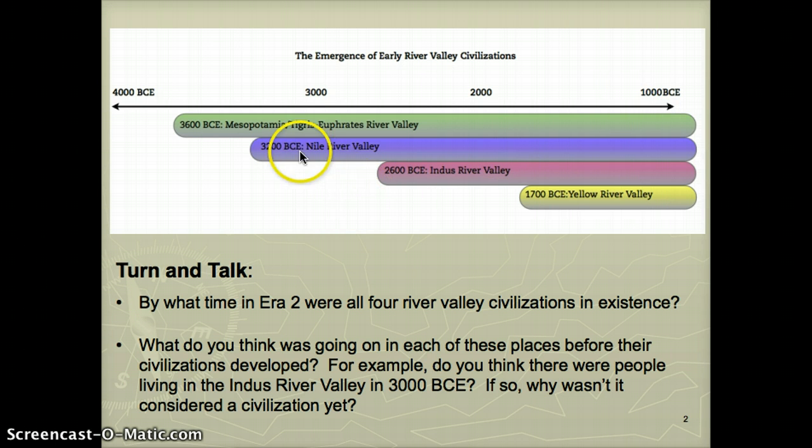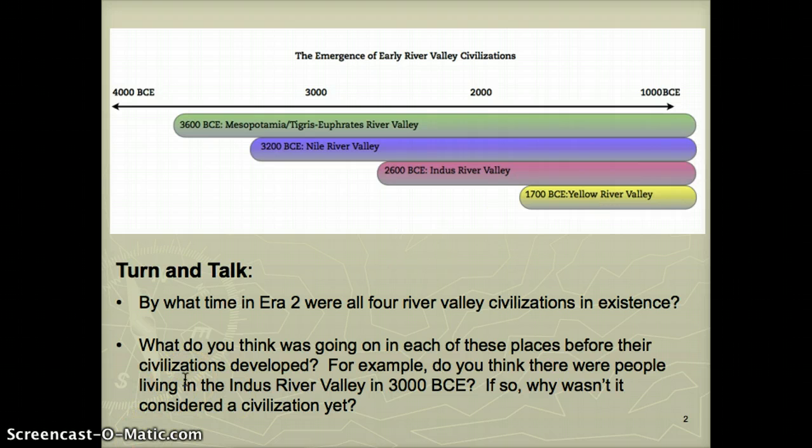And as you can see here, we have our four river valley civilizations. Mesopotamia, in between the Tigris and the Euphrates River in present-day Iraq, is the earliest known civilization. We've talked about that a lot, and Mesopotamia does indeed develop first, followed by ancient Egypt on the Nile River Valley, and then the Indus River Valley in India in 2600 BCE, followed by China at the Yellow River Valley in 1700 BCE.